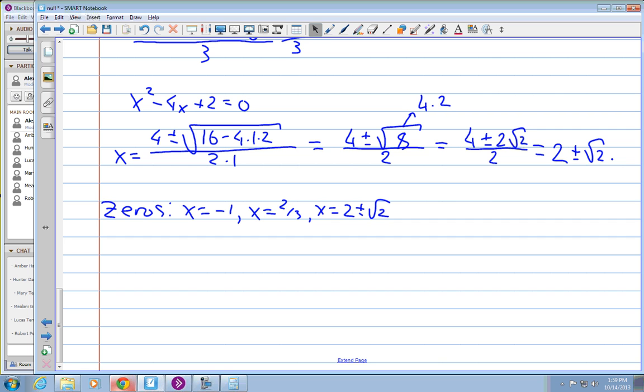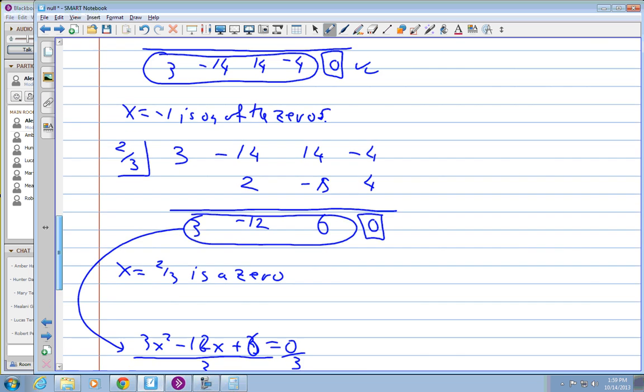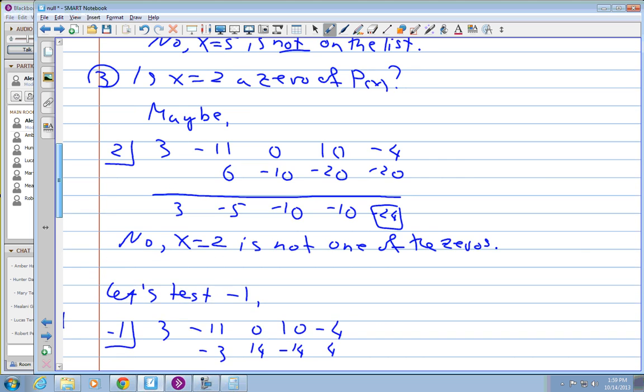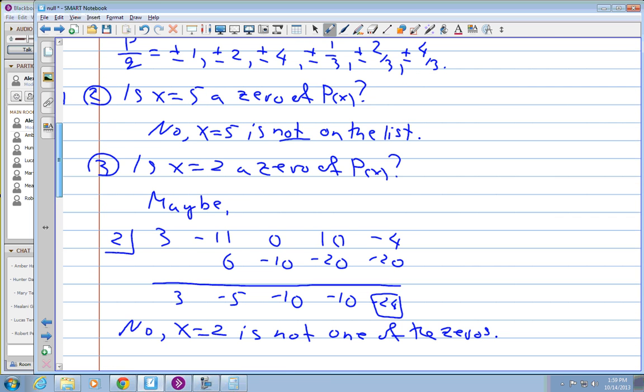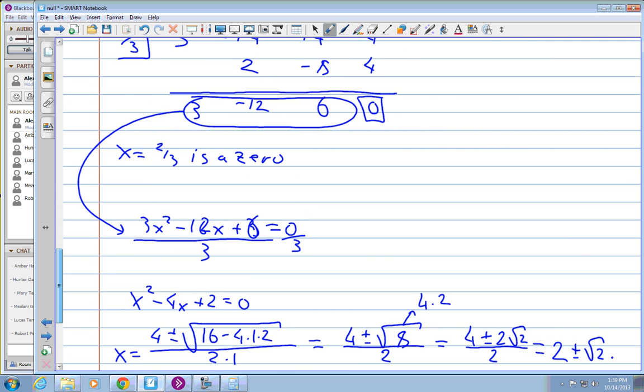No, we got 4. We got 1, 2, 3, 4, right? Yeah, so we start with the 4th degree, so we're good. These are all possible zeros, okay? And if the problem was to write down our polynomial as a factor, what was our polynomial originally? P of x.